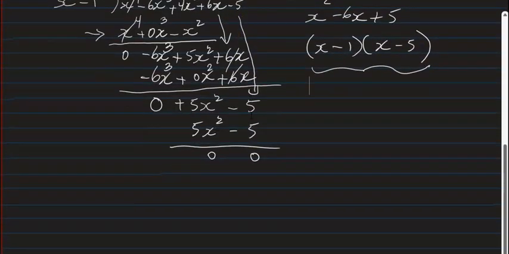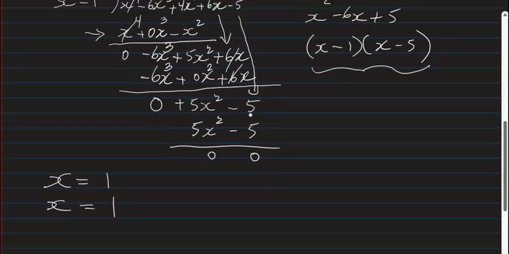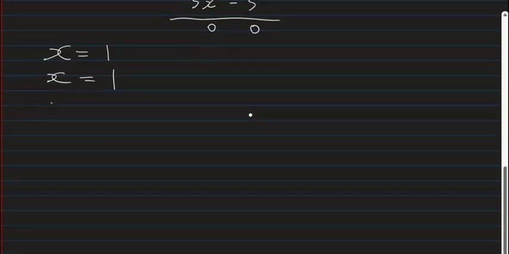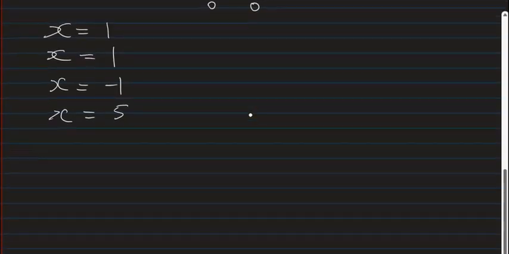So that means we have a double root. That means we have the following 4 roots for this function. We have x equals 1, and again x equals 1, so we have those 2. Then we have x equals negative 1, and then x equals 5. Those are the 4 roots, and now we're going to implement the graphic solution using these values.